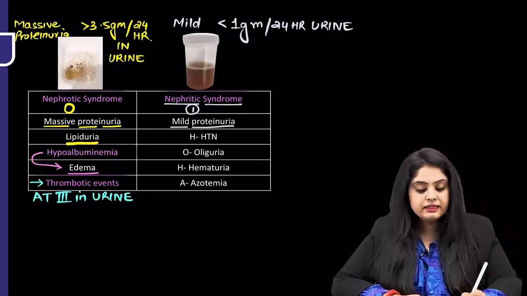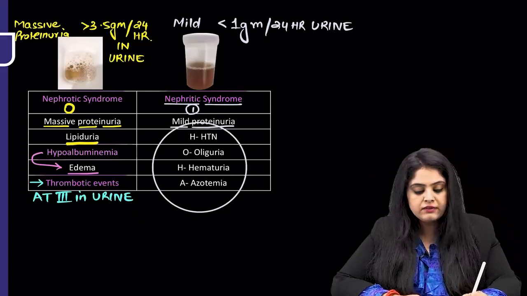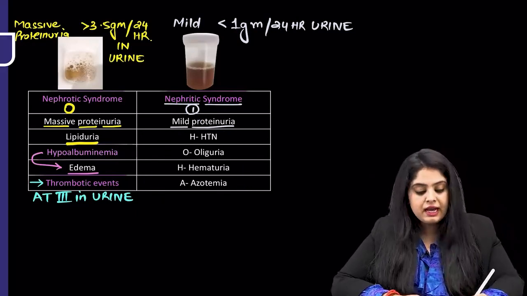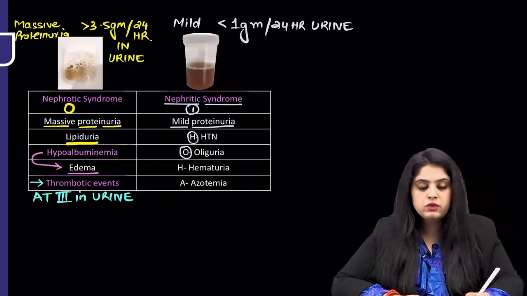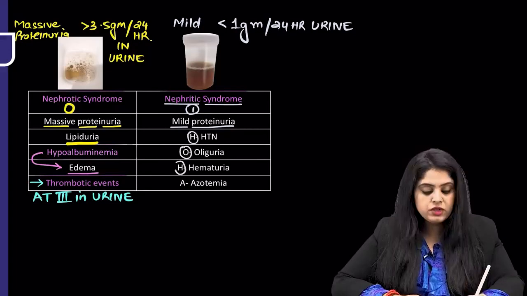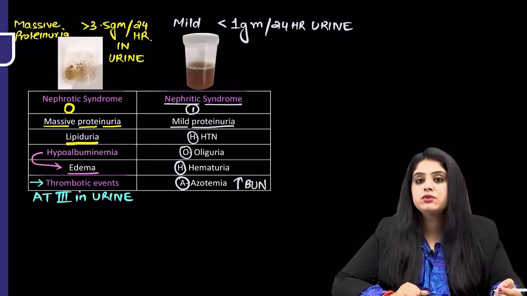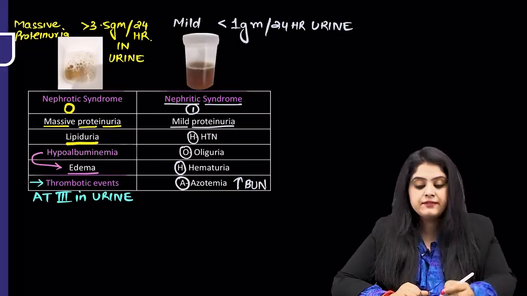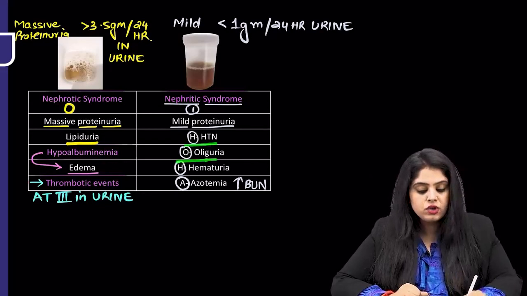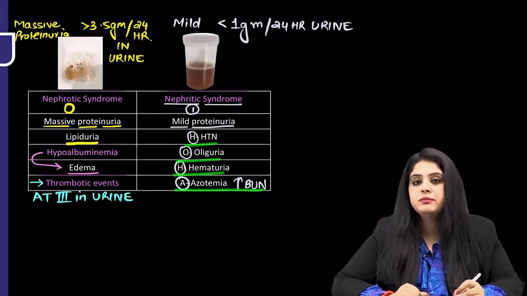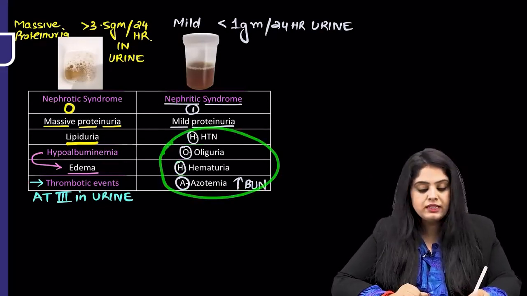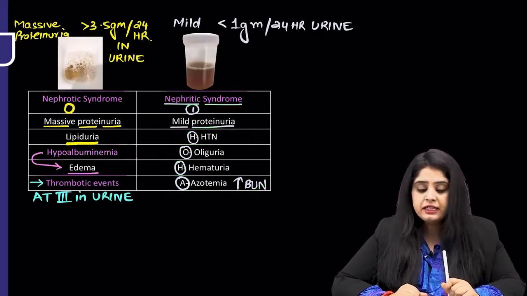Other than that, there is HOHA. Now what is HOHA that we have to know? HOHA means hypertension. Oliguria means less urine passage. Hematuria, blood in the urine. And azotemia. Azotemia means elevation of blood urea nitrogen. Blood urea nitrogen levels are elevated. So remember, hypertension, oliguria, hematuria and azotemia. These are going to be the HOHA that you see in a case of nephritic syndrome.